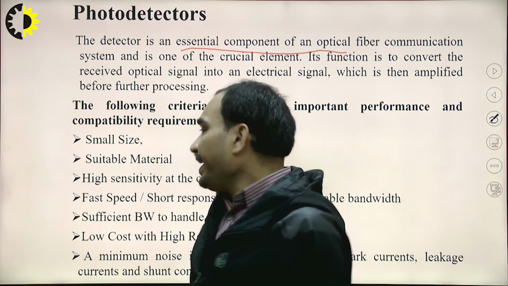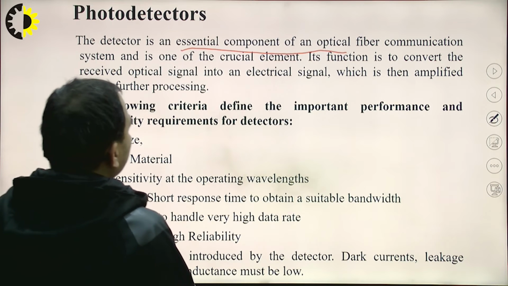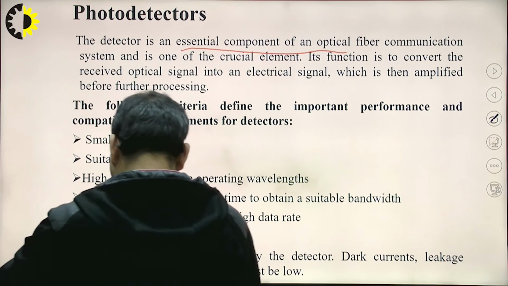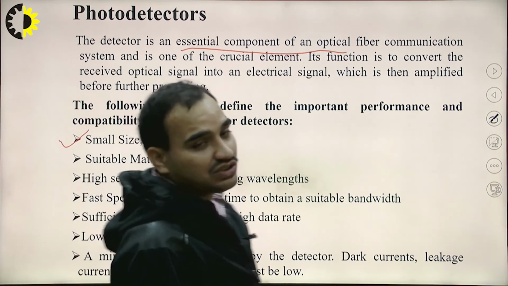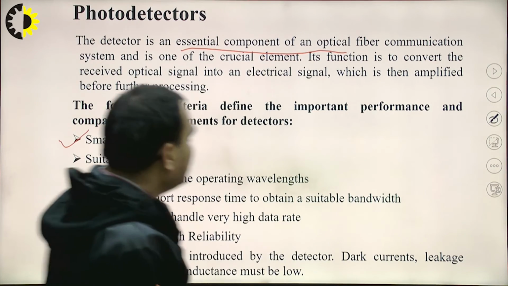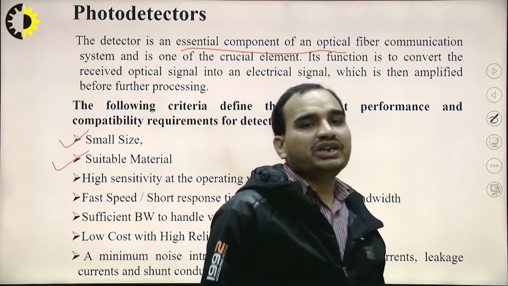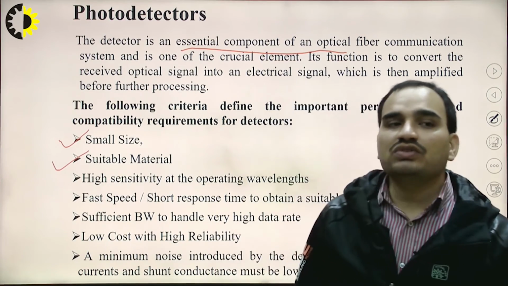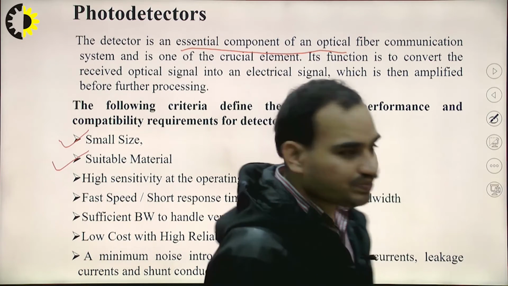So the following criteria we have to keep in mind while designing or selecting a photodetector: what is the size of the photodetector, which should be as small as possible. Then the material used for the photodetector, what material we are using and what will be the sensitivity of the material at a particular wavelength.